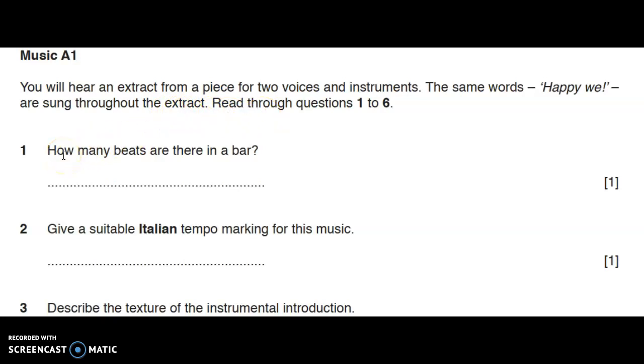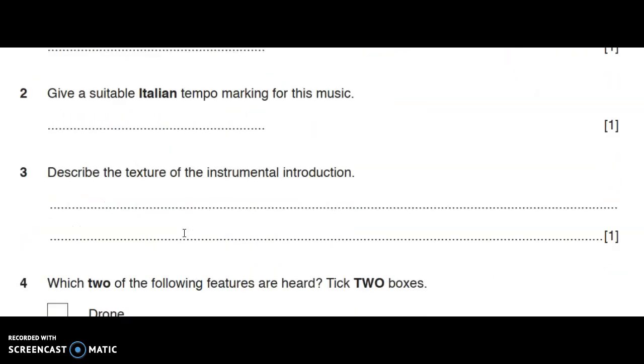First question, how many beats are there in a bar? That's easy to work out. Just find your strong accents on 1. Then give a suitable Italian tempo marking for this music. I've done that in previous question papers, so go through all the Italian words mentioned earlier in other revision videos.